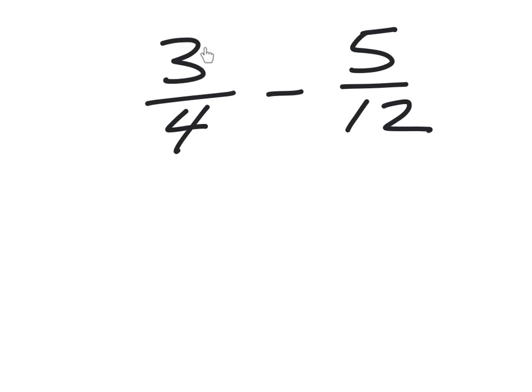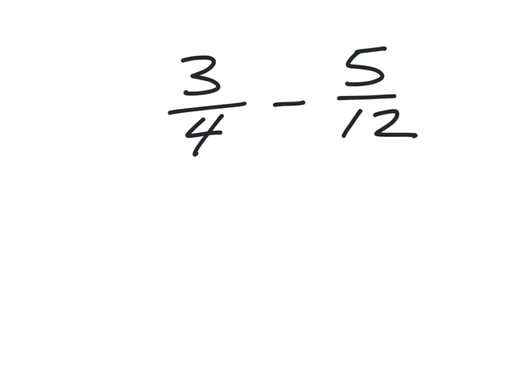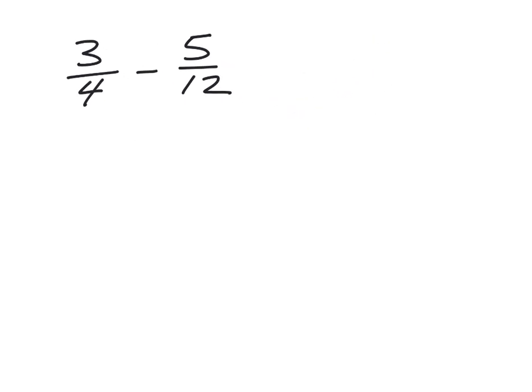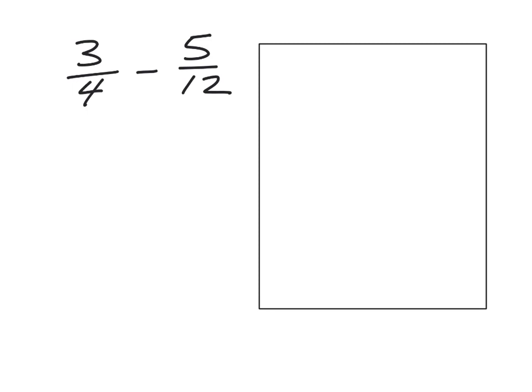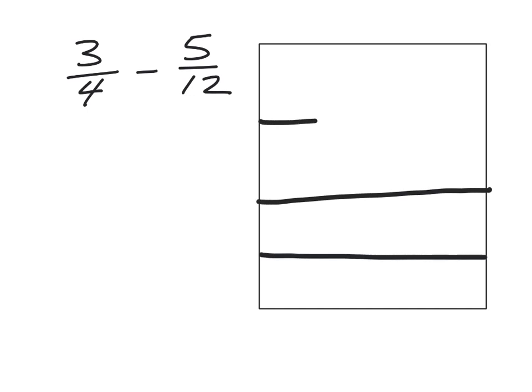And here we go, 3/4 minus 5/12. So once again, first thing I'm going to do is go ahead and create my first fraction box. And then I'm going to make fourths, right? So that means I'm going to draw 3 lines. So I'm going to go 1, 2, 3 lines. Gives me 4 parts. Now I get 3 out of those 4.